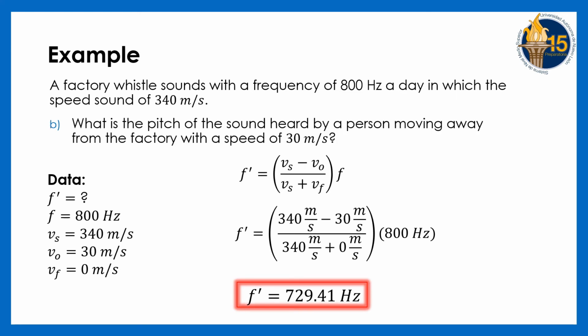And then, for letter B, we have another case. It says, what is the pitch of the sound heard by a person moving away from the factory with a speed of 30 meters per second? In this case, they are getting away. So we need to change the signs of the equation. And by solving, we obtain that the apparent frequency equals 729.41 Hz. In this case, the apparent frequency is less than the original one, and this is because the source and the observer are getting away.